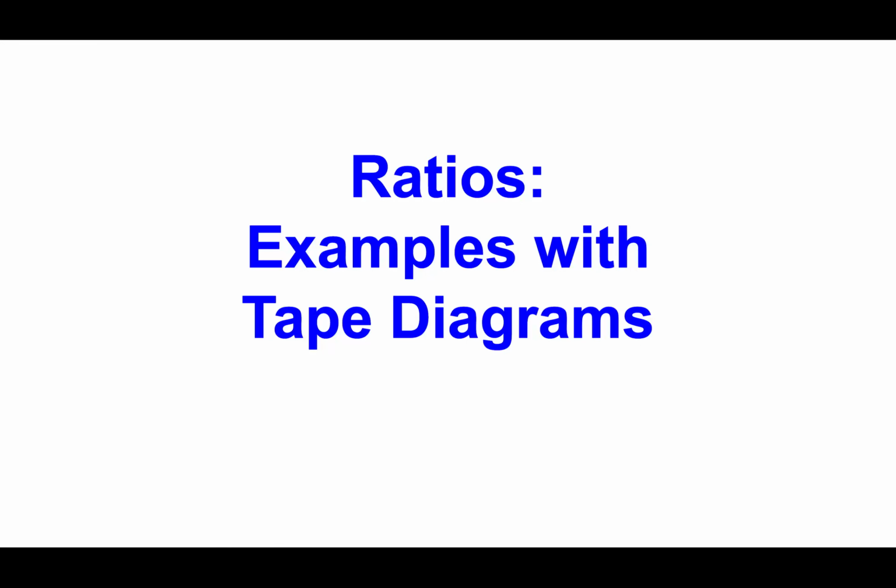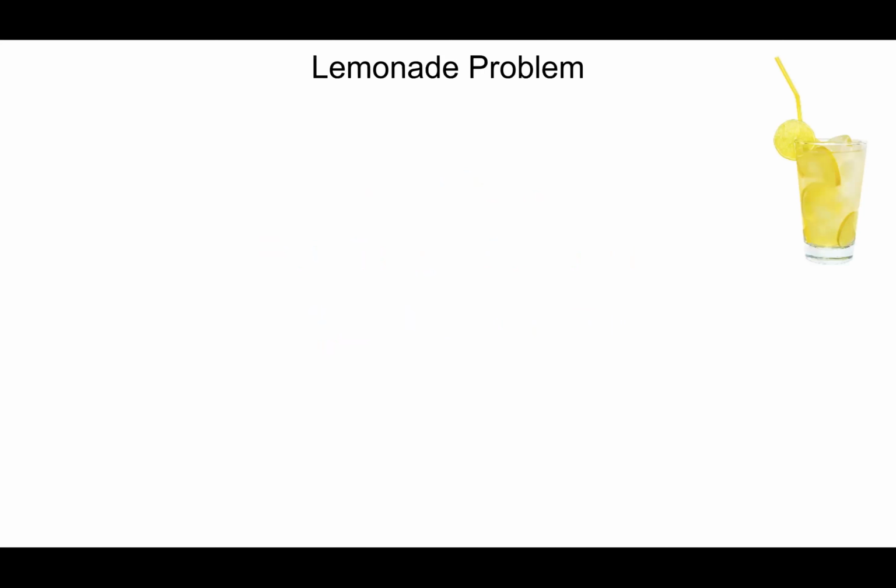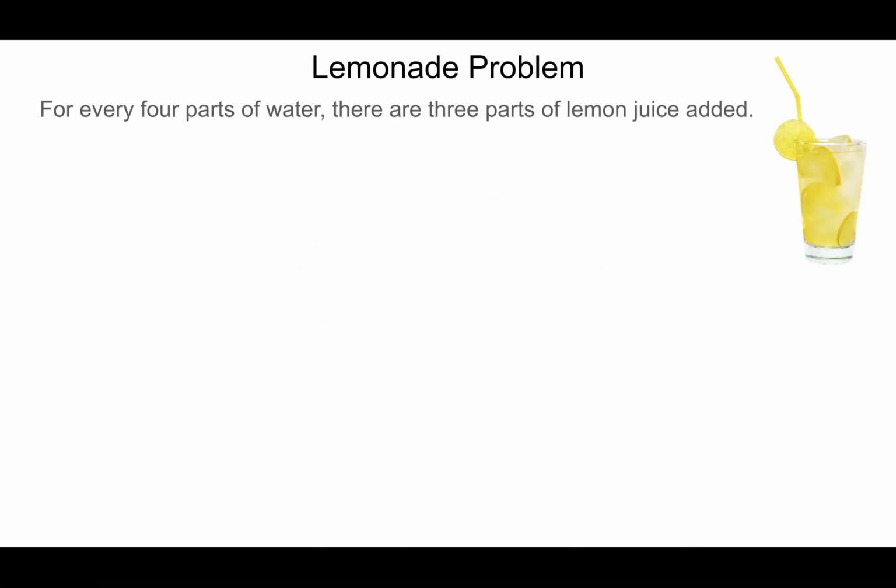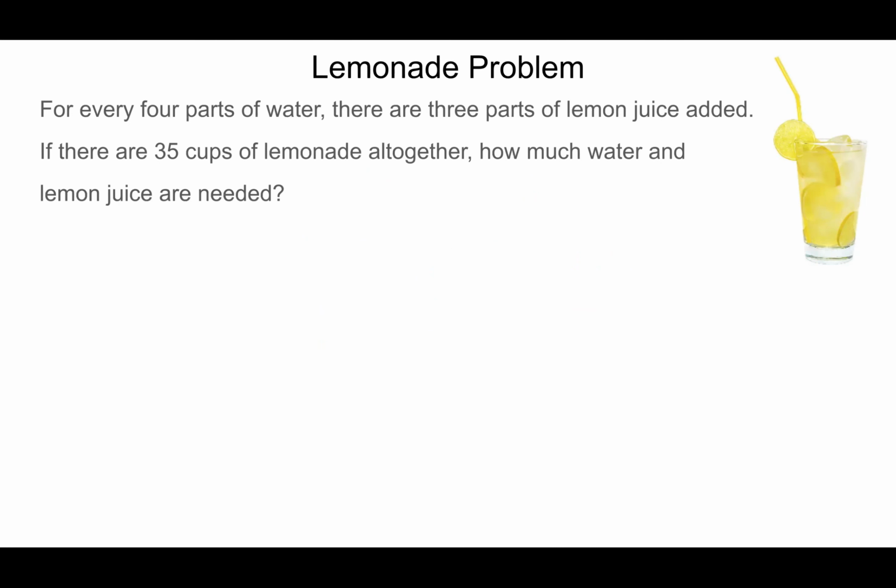We're going to look at examples with tape diagrams for ratios. Our first problem is a lemonade problem. In this one, it says for every 4 parts of water, there are 3 parts of lemon juice added. If there are 35 cups of lemonade altogether, how much water and lemon juice are needed?